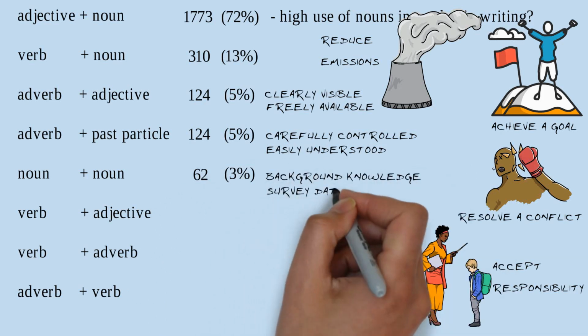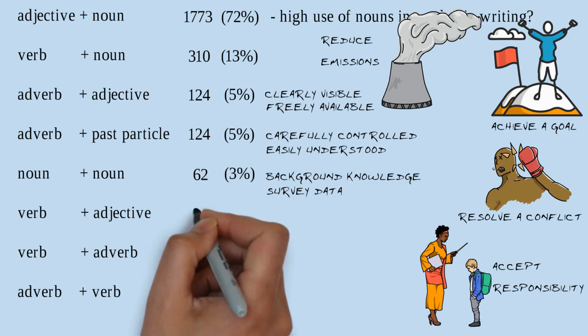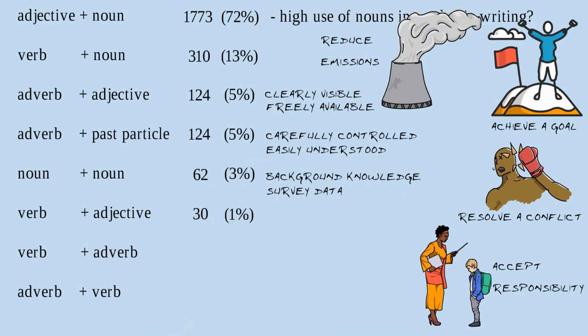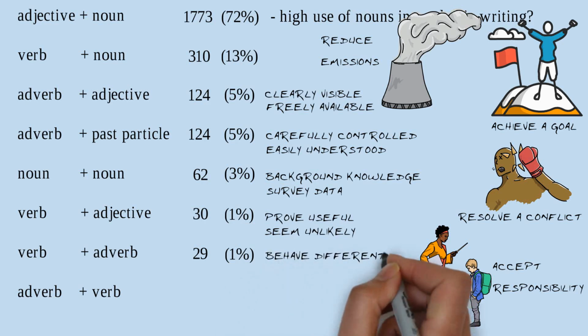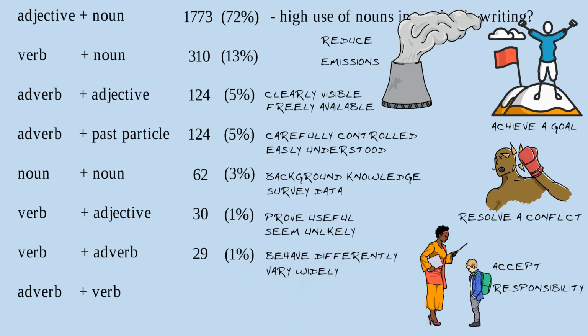30 verb and adjective collocations, 1% of the total. For example, prove useful, seem unlikely. 29 verb and adverb collocations, again 1%, such as behave differently, vary widely. And 17 adverb and verb collocations, also 1%, actually less than 1%. For example, directly affect and strongly suggest.